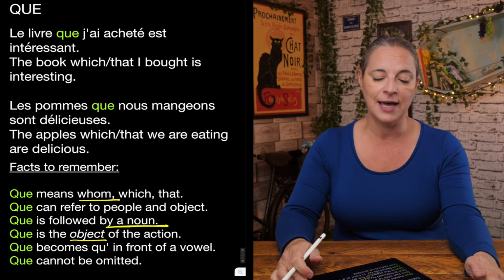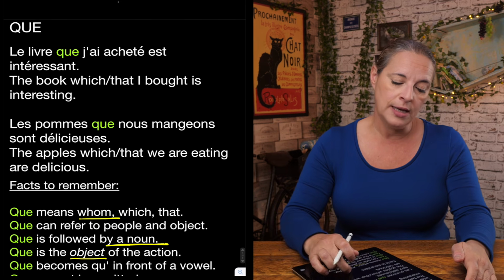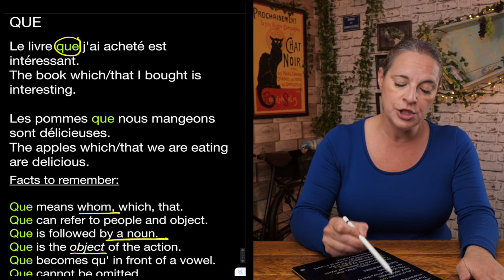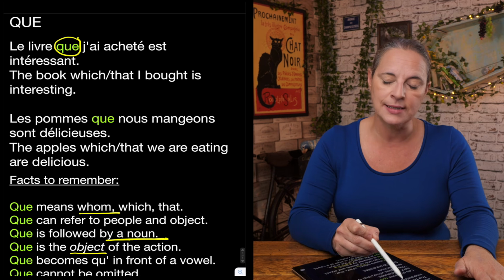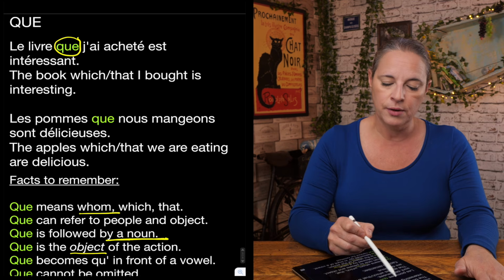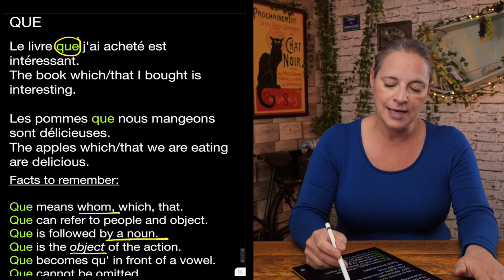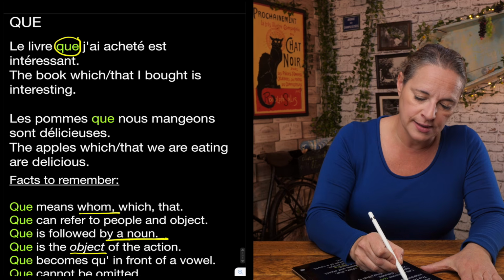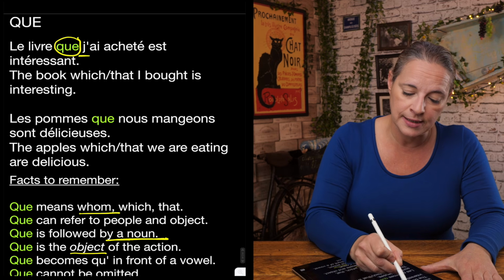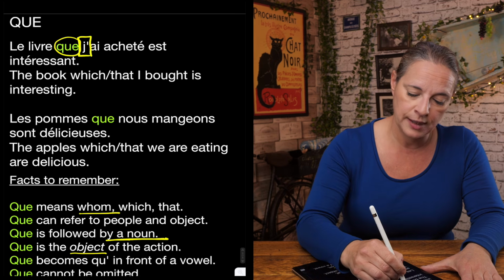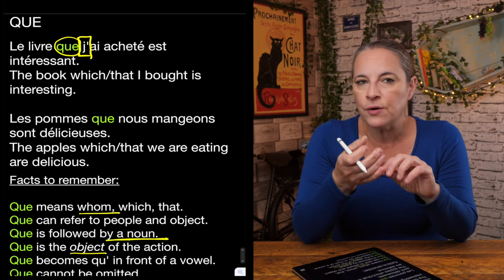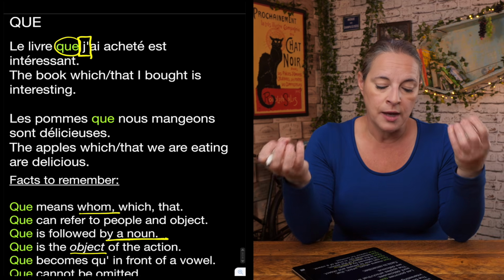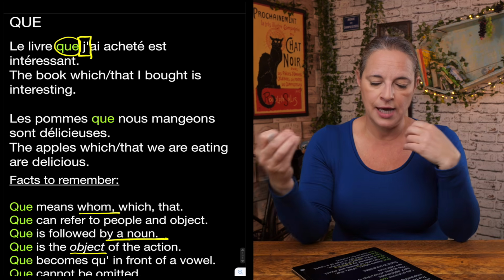So let's have a look at the example I have here. Now, que. Le livre que, and here's que, j'ai acheté est intéressant. The book which or that I bought is interesting. So, have a look at what follows this pronom relatif. It is je. Can you see that? It is not a verb. It is a pronoun or a noun, okay? So, le livre que j'ai acheté.